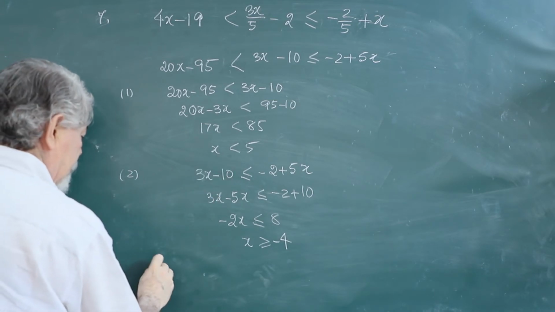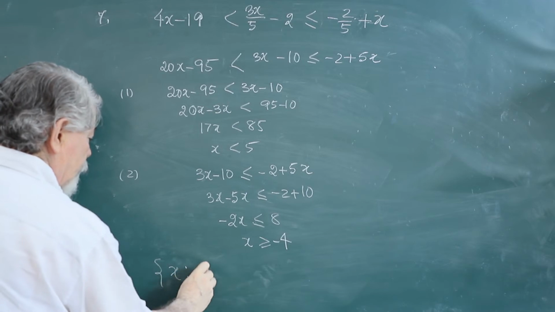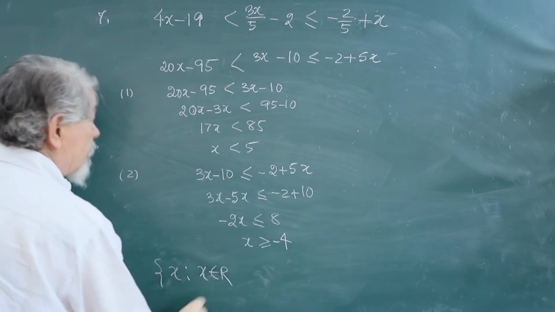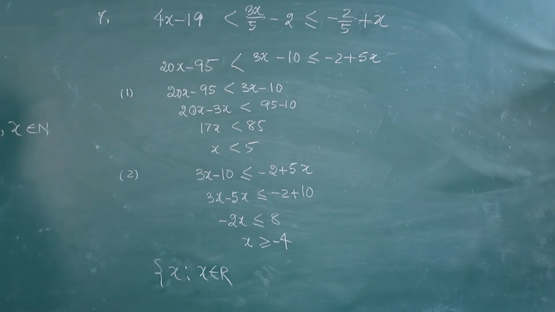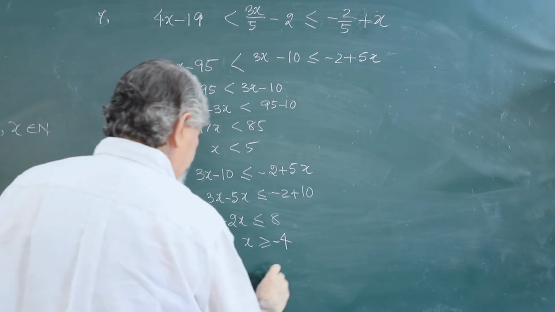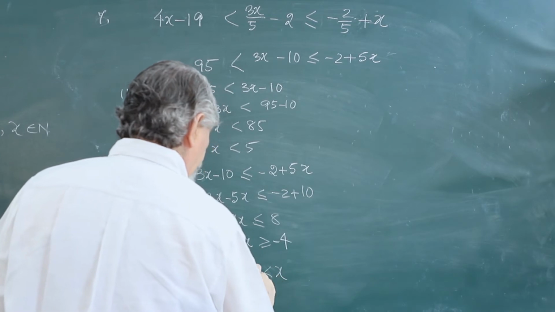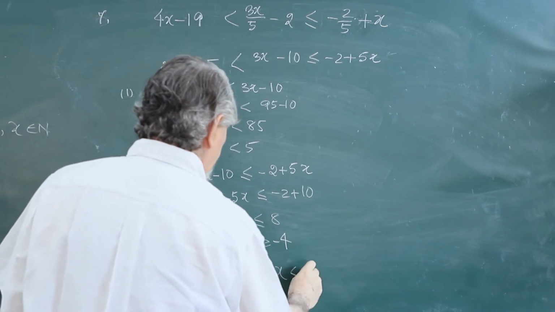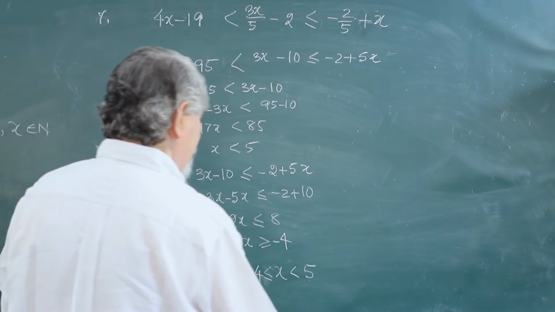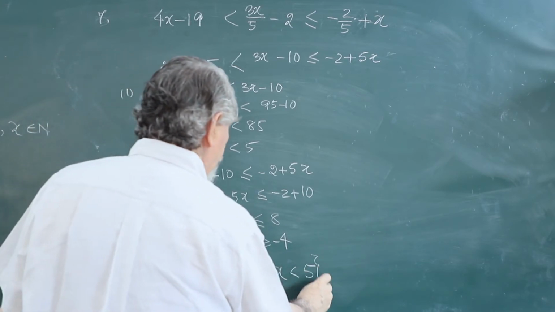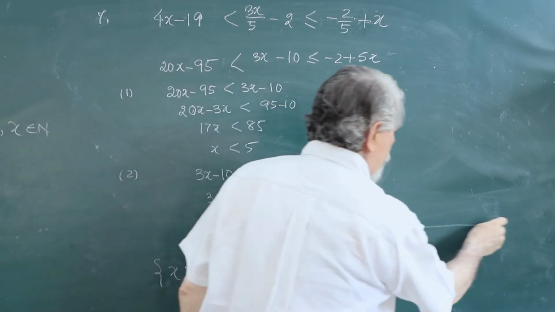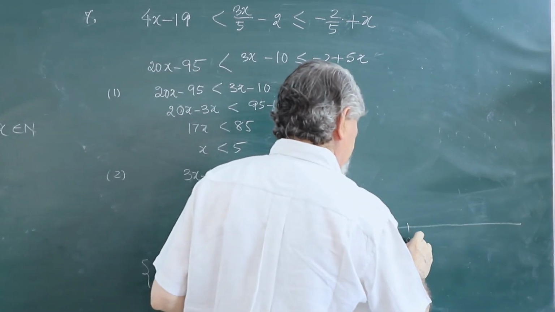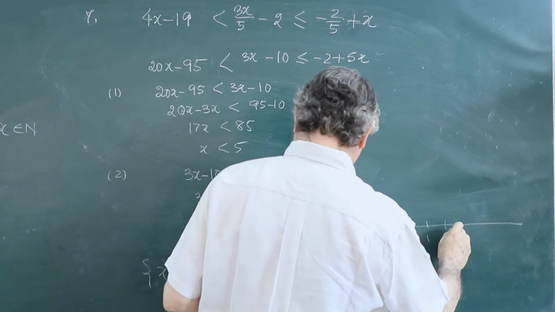Now x belongs to the set of real numbers. The replacement set is the set of real numbers here. x is greater than or equal to minus 4 and less than 5. I have to plot this on the number line. So how do we plot it on the number line? Again we are going to draw a line here, a number line. You know how to draw a number line.